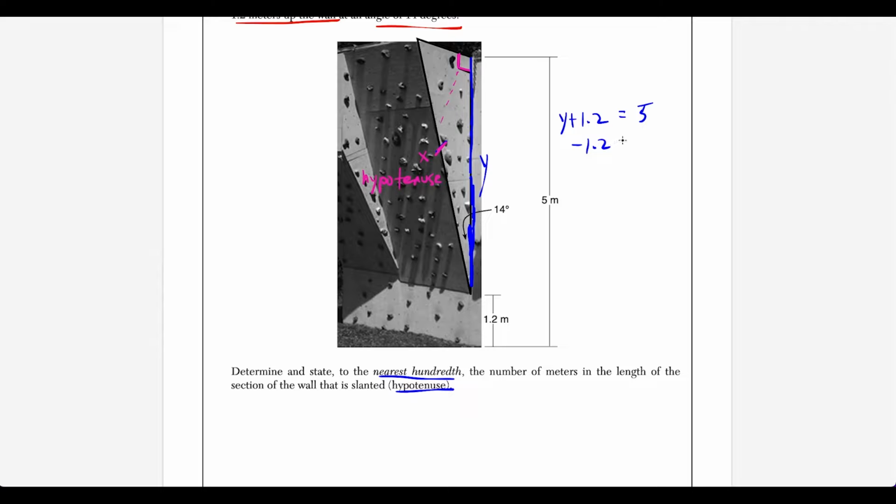So now I'm just going to subtract 1.2 on both sides like this. And that tells me Y is equal to 3.8. So I'm going to replace Y, and just know here that Y is in terms of meters as well. So this is just going to be 3.8 meters. But now, moving on to the actual question here, we're going to have to choose a trig function.